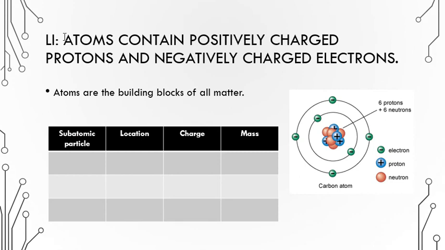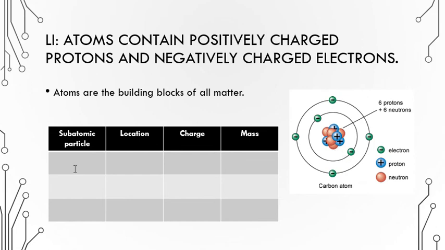Now, the learning intention is that atoms contain positively charged protons and negatively charged electrons. Now this is a table I want you to fill out. So, atoms, everything, you look around you, absolutely everything in the universe is made up of lots of different kinds of atoms. And in particular, we're going to look at three subatomic particles: protons, neutrons and electrons. You would have heard about them in year 8, 9 and 10 science.